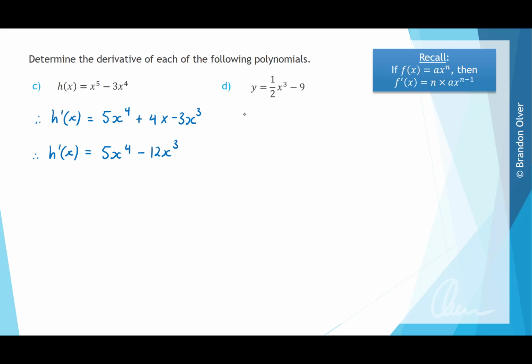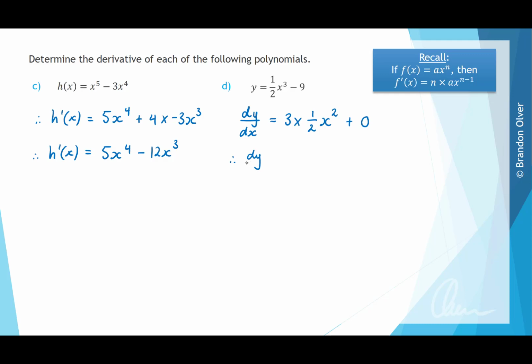Finally, for part D, we have y equals a half times x to the power of 3 minus 9. So the derivative this time we will represent with dy/dx, which is another notation to represent the derivative. And that is going to equal, we take the original power 3, and multiply that by 1 half times x to the power of 3, subtract 1 off the power will give x to the power of 2. And then for a constant term, when we differentiate that, we find that it is equal to 0, so we're going to add 0 onto the end.